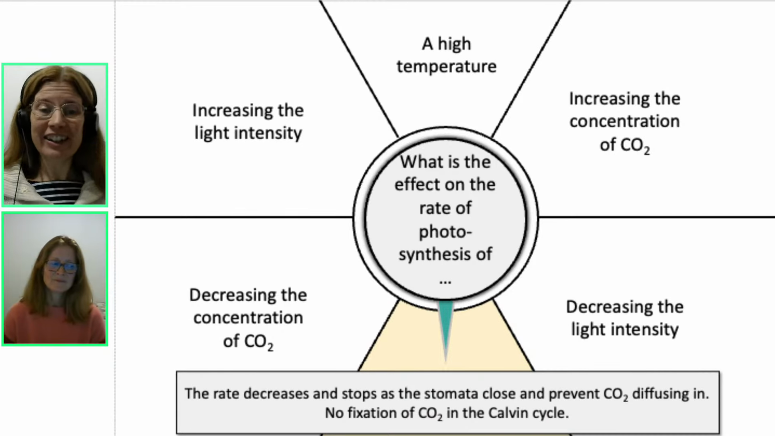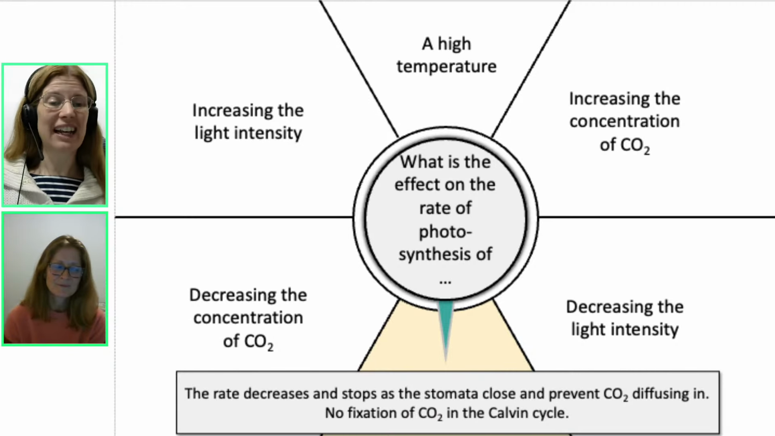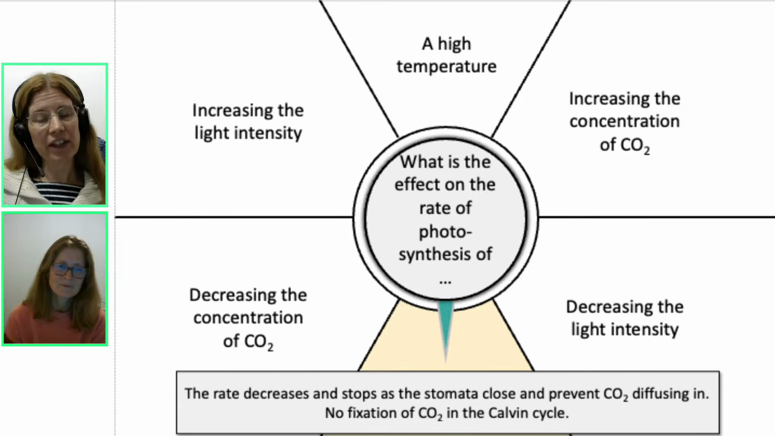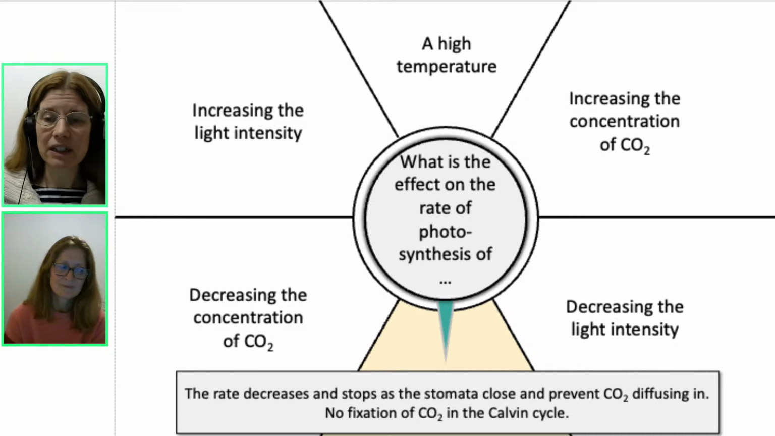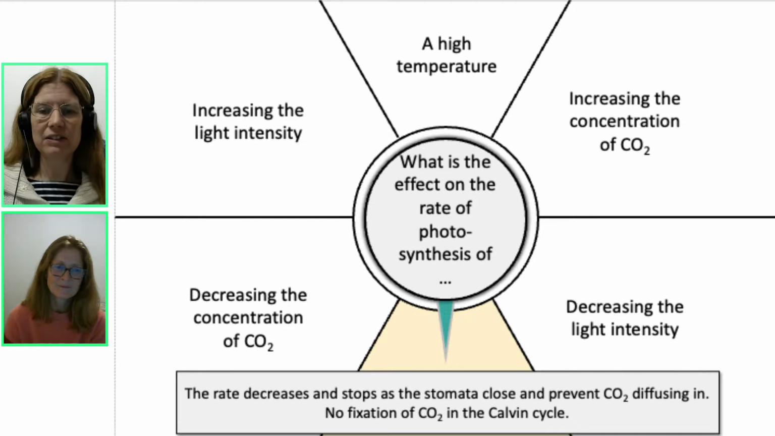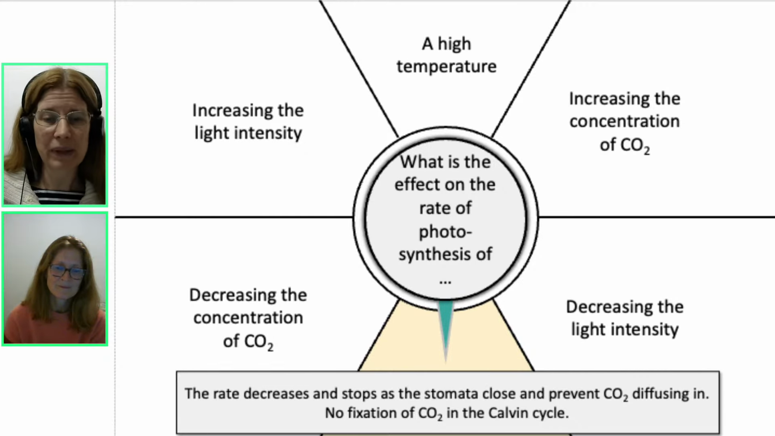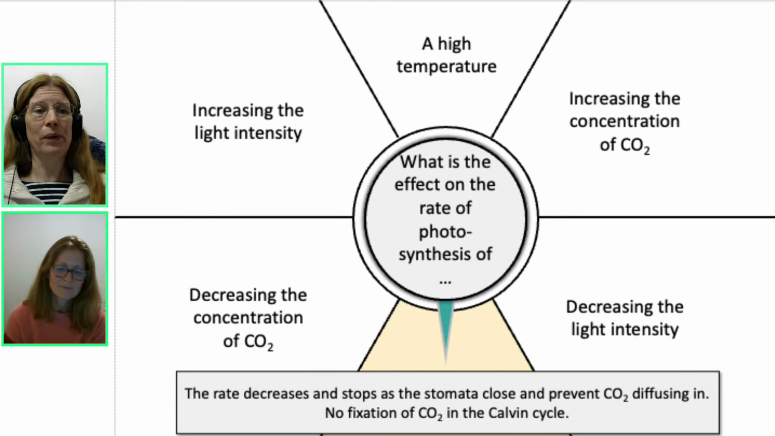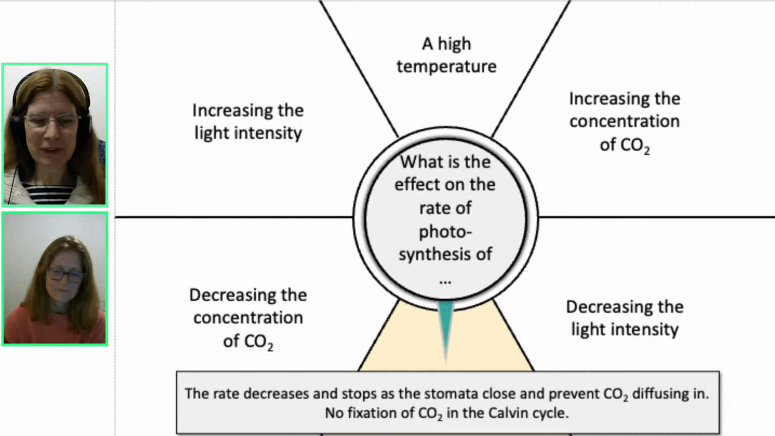Okay, you are right. Yes, the rate is going to decrease and actually it will stop, because the thing about water stress is the stomata will close and that will prevent the CO2 from diffusing in through the stomata, off to the palisade cells, and then into the chloroplasts, into the stroma to do fixation. If there's eventually no CO2 coming into the stroma, there'll be no fixation of CO2 with RuBP in the Calvin cycle, and actually the rate of photosynthesis will stop. So well done. That was a good, bold one to finish on.